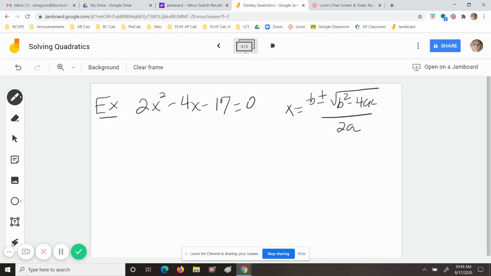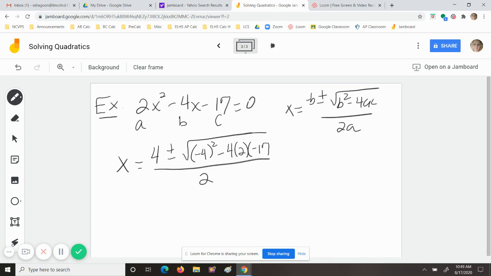If it helps you, feel free to label your numbers. Okay, so let's solve for x. Negative b. b is negative 4 already, so that's going to become a positive 4, plus or minus the square root of b squared, so negative 4 squared, minus 4ac, so minus 4 times 2 times negative 17, all of that over 2a. Okay, let's do some simplifying.